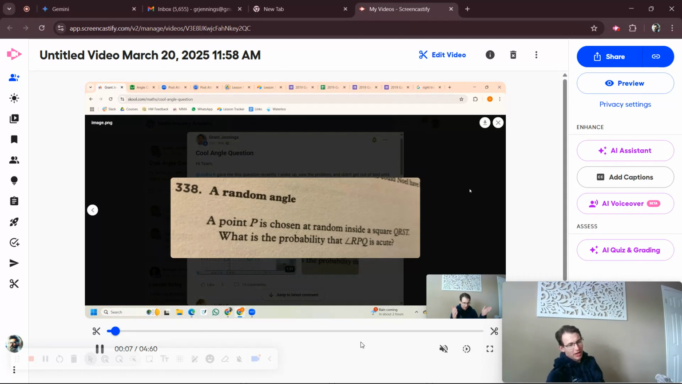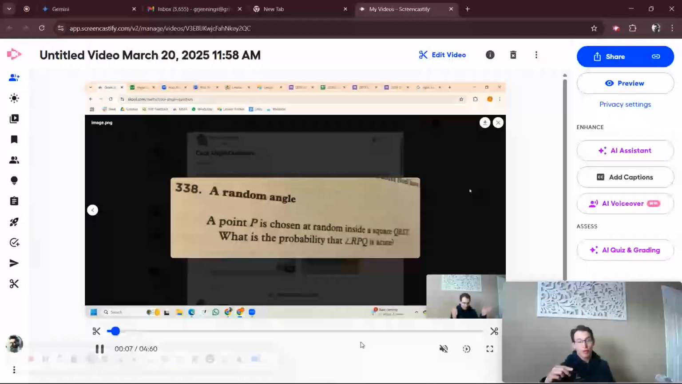A point P. We have the square QRST, and we choose a point P randomly, and we want to know the angle formed by two corners on a side and this random point. Is it acute or not?